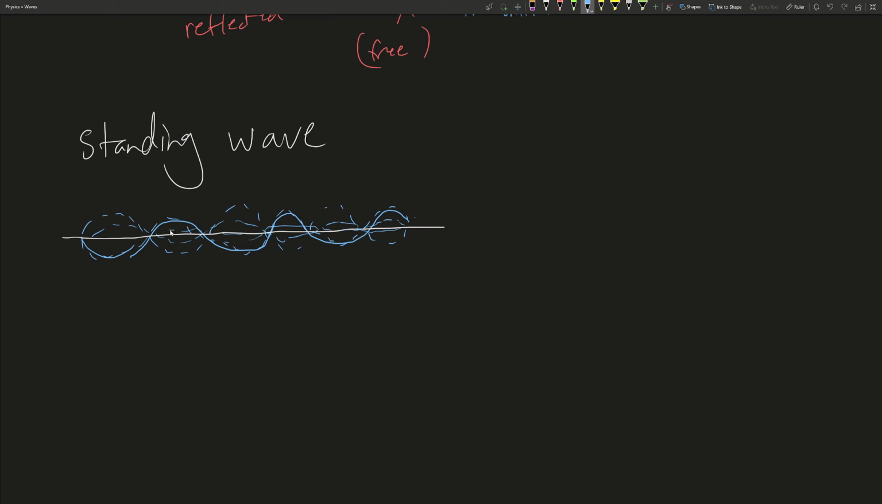And again, if you ever see a string instrument, it'll form these humps, like these are all possible states of the wave. No, it's kind of bad. Let me try to redraw this part.